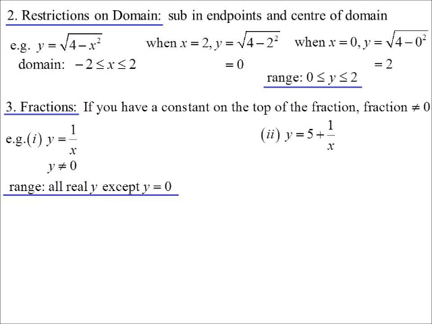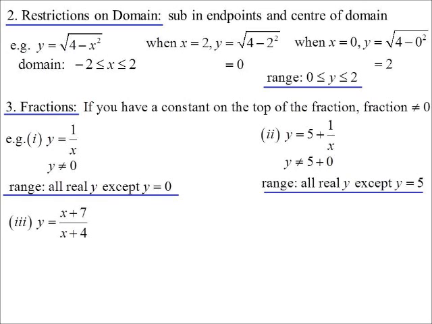5 plus 1 on x. Well, that fraction can never equal 0. So therefore I can never get 5 plus 0. All real y except y equals 5. x plus 7 on x plus 4. A little bit trickier this one because there's not a constant on the top of the fraction. But if I rewrite it as 1 plus 3 on x plus 4, now it becomes a little bit clearer. The fraction has a constant on top. So the fraction can't equal 0. So I can never get 1 plus 0.